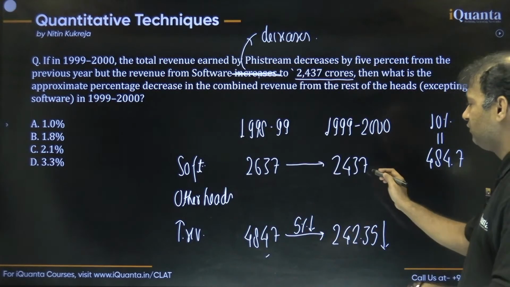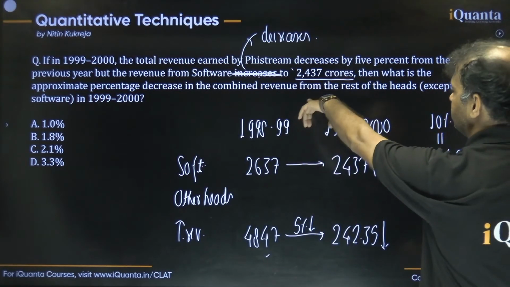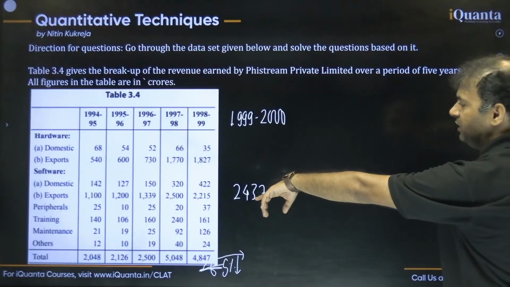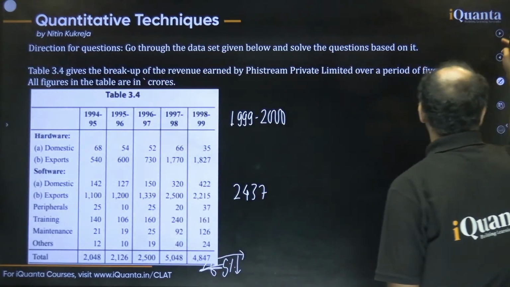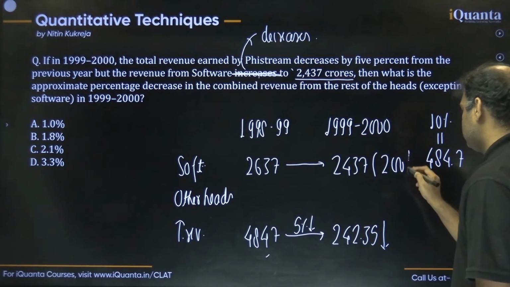Now the software decreases by how much? You can see that software is definitely decreasing, right? And how much is it decreasing? This is 2437, there it was 2637. You can check it again. Yes, this is 2637. So this is decreasing by 200 exactly, right?